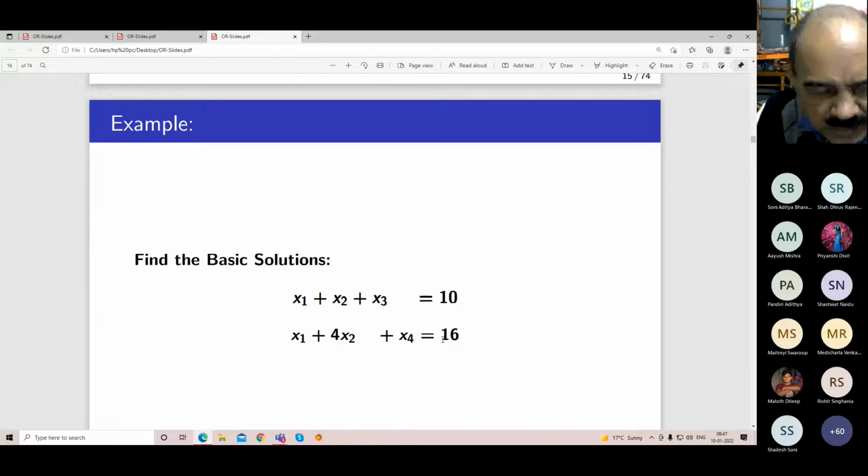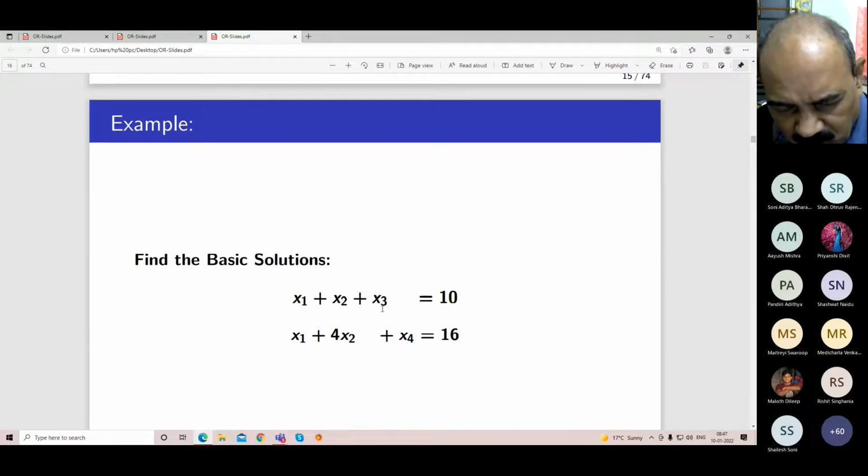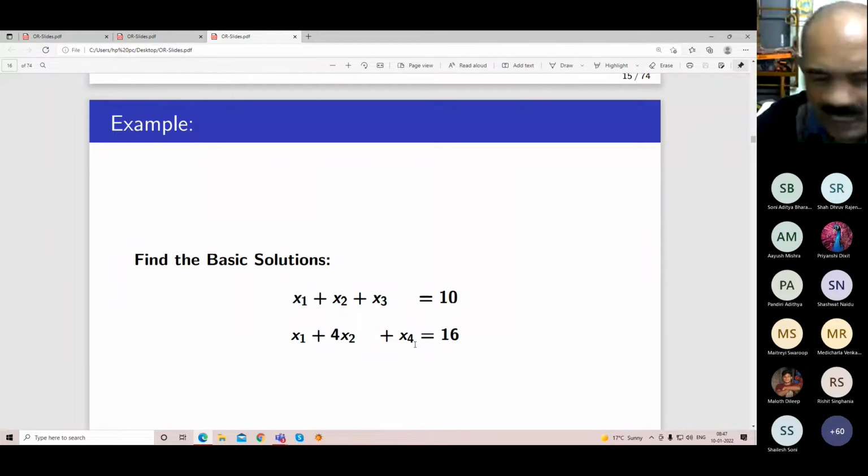See, I would like to mention here that initially it was given x1 plus x2 less than or equal to 10. So we have added x3 in the first equation. This x3 is acting like a slack variable. In the second equation it was x1 plus 4x2 less than or equal to 16, so I am adding x4 to make it an equation. These x3 and x4 look like slack variables, but here don't think anything about slack variable, surplus variable, or artificial variable, nothing.